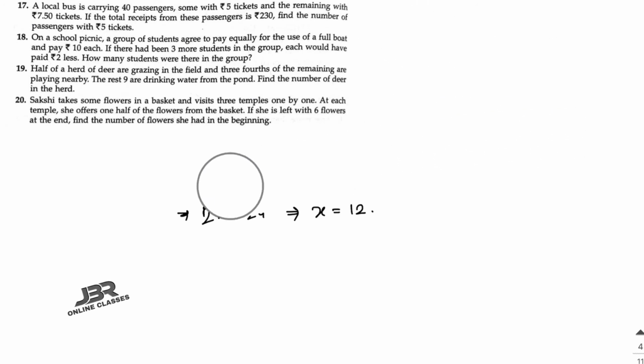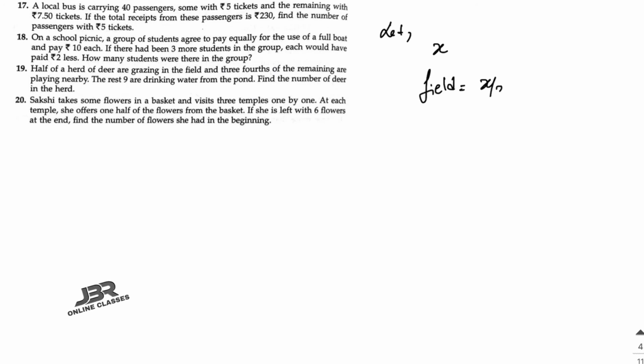In sum number 19, half of a herd of deer are grazing in the field. 3/4 of the remaining are playing nearby. The rest 9 are drinking water from the pond. Find the number of deer. First, let the number of deer be x. Total number x. Clear? Now half of the herd are grazing in the field, so in the field, number of deer x by 2. That means the remaining number of deer is x minus x by 2, that equals x by 2.